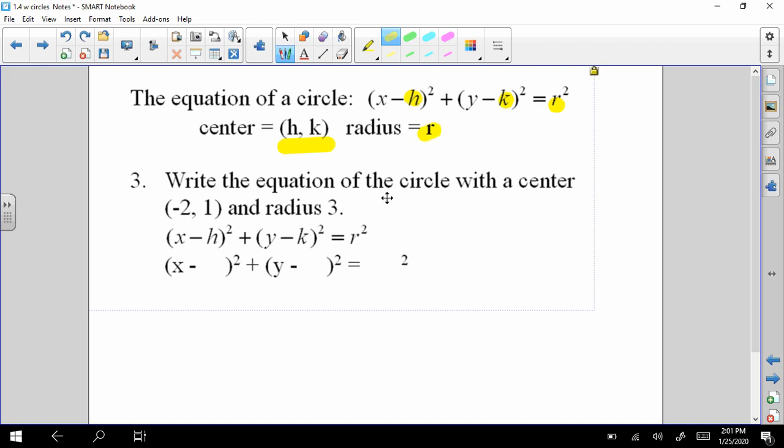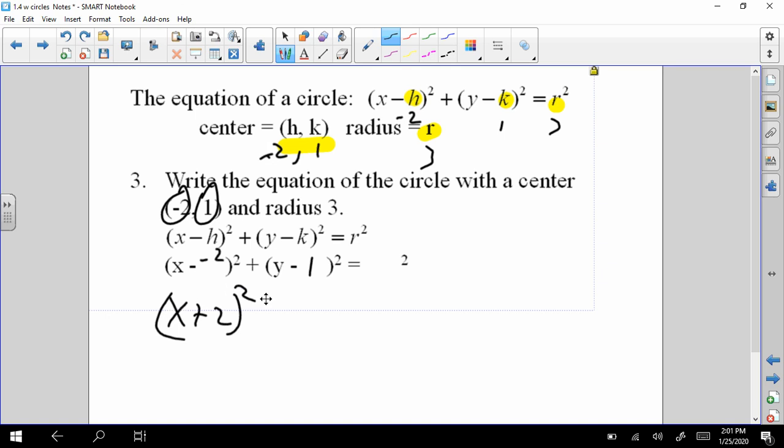Write an equation of the circle with a center at -2, 1. Oh, you mean you're telling me what the h value is and what the k value is? -2, 1. And a radius of 3. So 3 goes there, k is 1 there, and h is -2 there. Shouldn't I have the equation of a circle pretty easily? Double negative sign means (x plus 2) squared, (y minus 1) squared equals, what was that radius again? Oh, it was 3 squared.